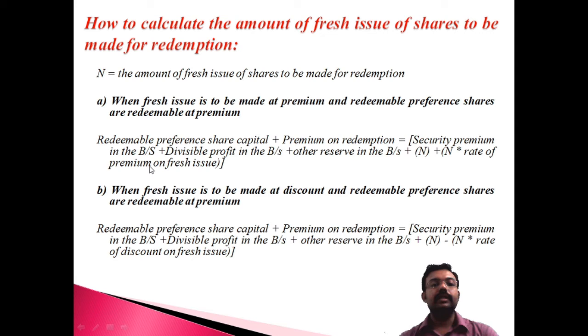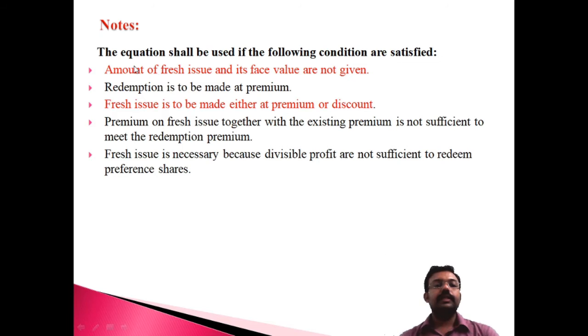One is when the shares are issued at a premium and the other when the fresh issue is made at a discount, and in both situations redeemable preference shares are redeemed at a premium. This situation മാത്രം നമുക്ക് യൂസ് ചെയ്യുമ്പോൾ ഷോർട്ട്കട്ട് ഫോർമുലയാണത്. Okay, and what are the notes? The equation shall be used if the following conditions are satisfied. One is that the amount of the fresh issue and its face value are not given.